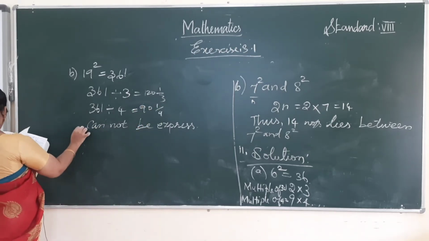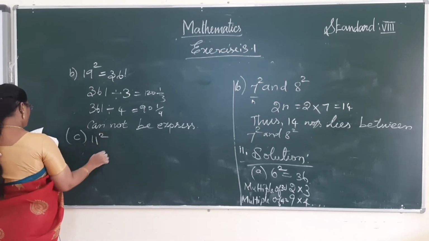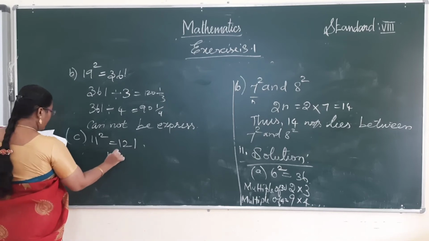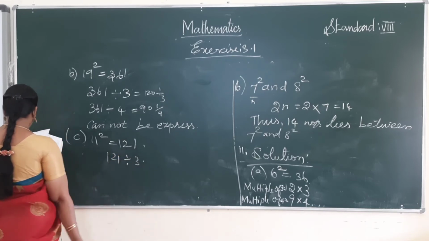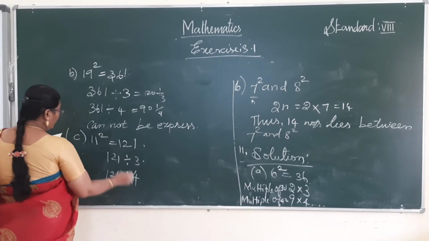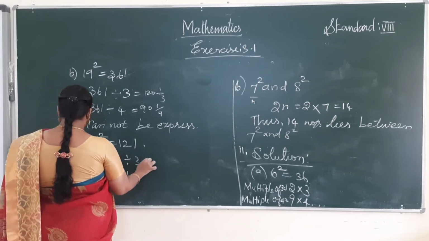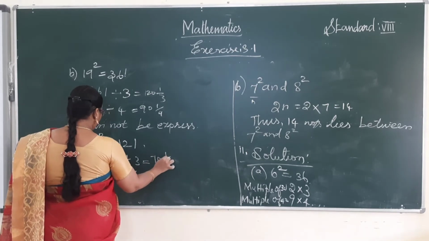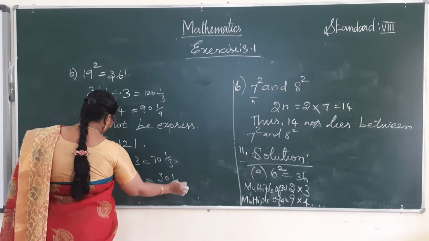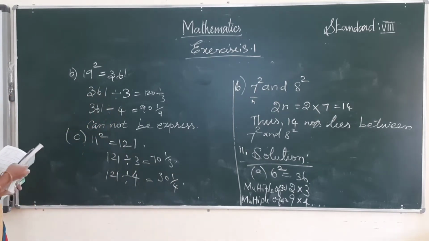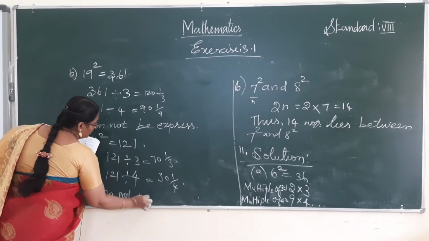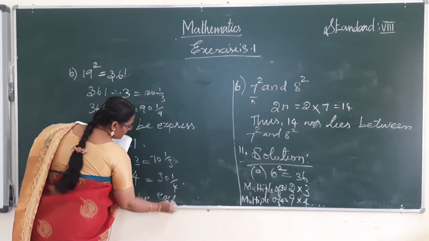And next, C, 11 square. 11 square value is 121. 121 is not divisible by 3. At the same time 121 is not divisible by 4. So 121 divided by 3, what do we get? 71 by 3, and here 31 by 4. So it's not possible, so it cannot be expressed.